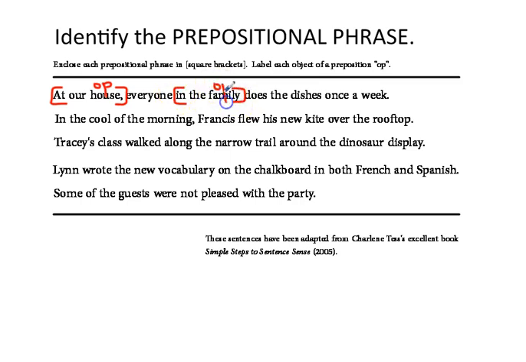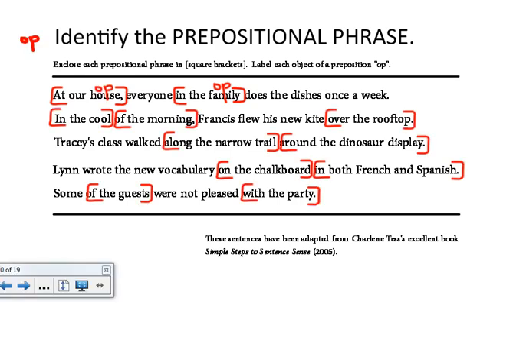OP. So you want to put brackets around the prepositional phrase, preposition all the way to the object, the noun that answers the question in what, and then write OP over the object. Do the rest of them yourself and then check your answers. Hit pause right now. So here are my answers. At our house, in the family, in the cool, of the morning, etc. Check them against yours, and then make sure that you put OP over each of the objects of prepositions.